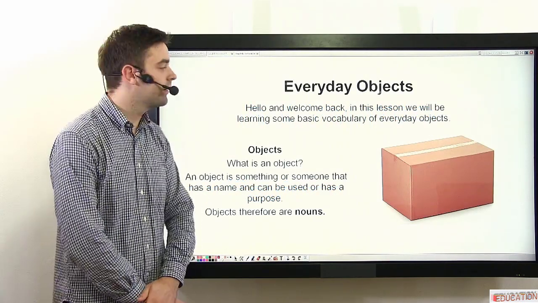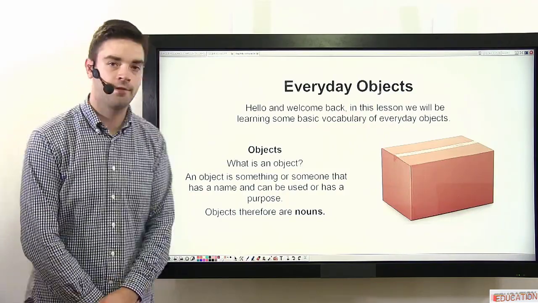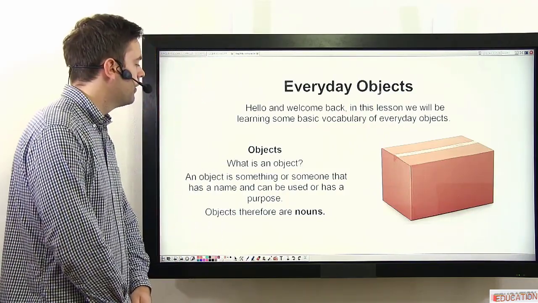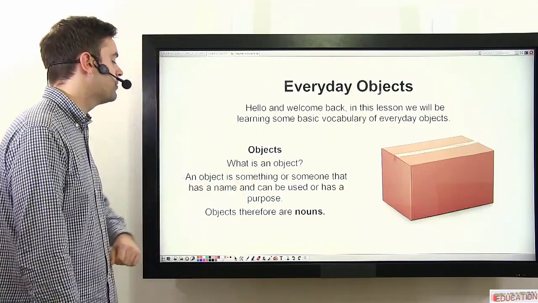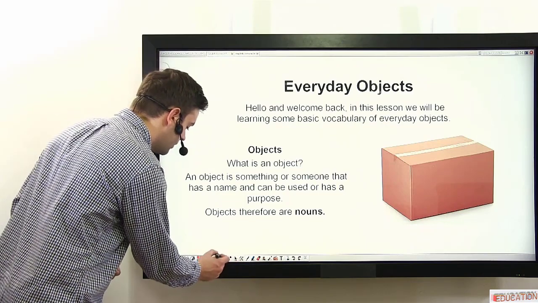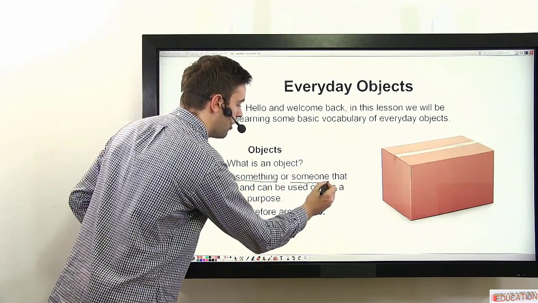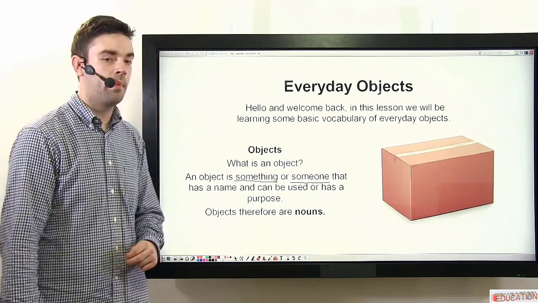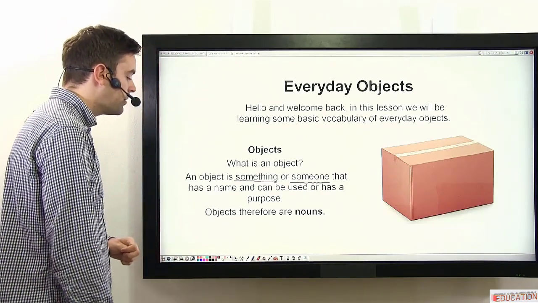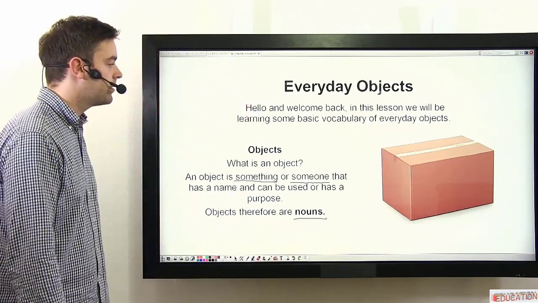Hello and welcome back. In this lesson, we'll be learning some basic vocabulary of everyday objects. Firstly, what is an object? An object is something or someone that has a name and can be used or has a purpose. So objects are therefore nouns.